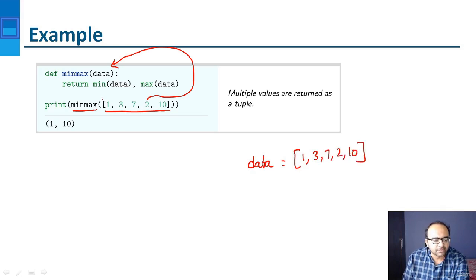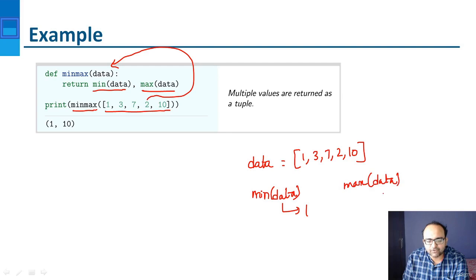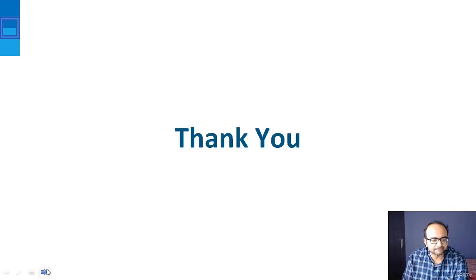Now we are going to return min of data and max of data. What is min of data going to return here? The minimum value in this list data will be 1, and max of data, the maximum value in this data, will be 10. So this will return 1 comma 10 in the form of a tuple. 1 comma 10 will be returned, and that is the corresponding output which is going to be displayed. Thank you.